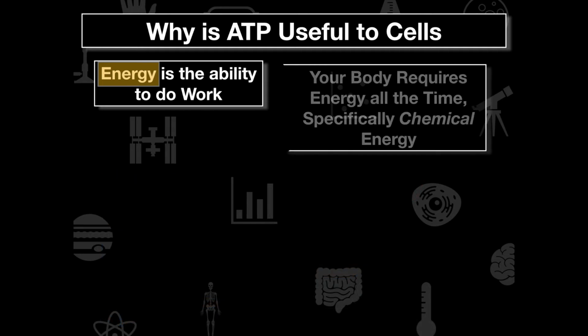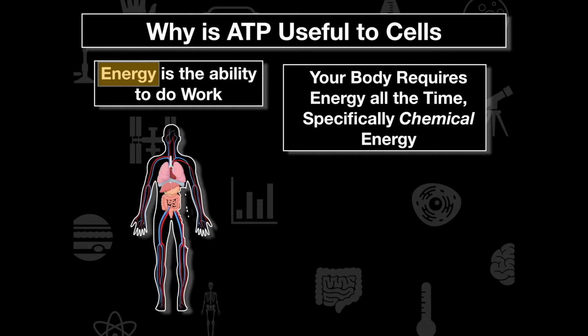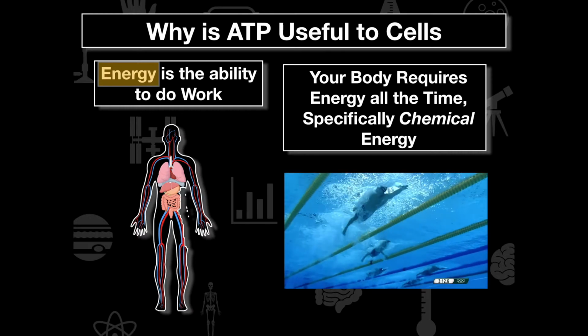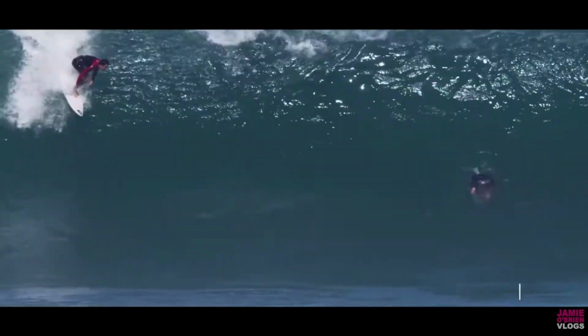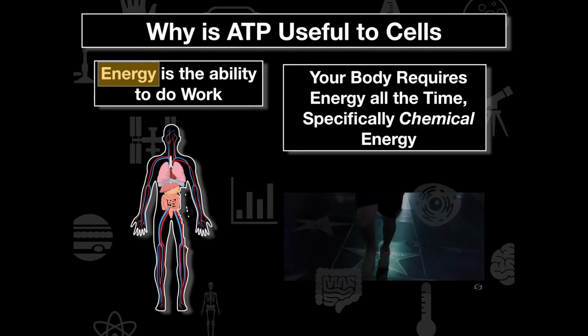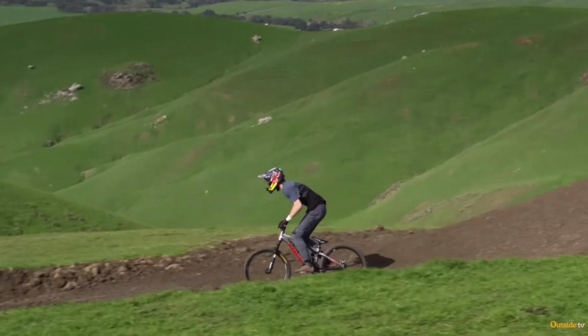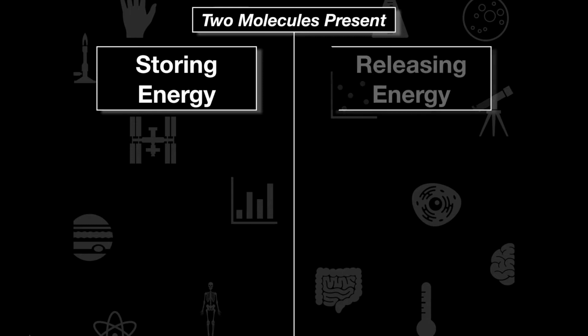Our body is going to require energy all the time, and specifically the chemical energy that we've talked about. Your body requires chemical energy in order to complete tasks, maybe like swimming or mountain biking or surfing. And without the energy from ATP in our body, we cannot complete any of these tasks. So ATP is vital and crucial because it's the fuel or the main source of energy, chemical energy specifically, in our body. Now, the two molecules that are present when we're talking about energy are for storing energy and for releasing energy.